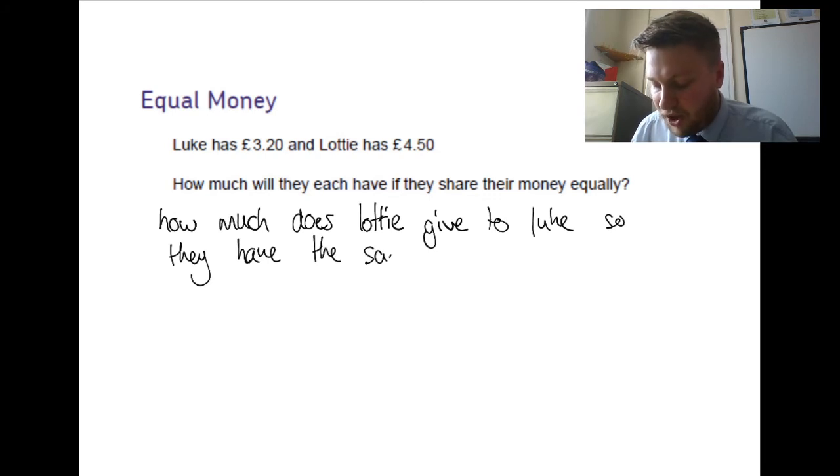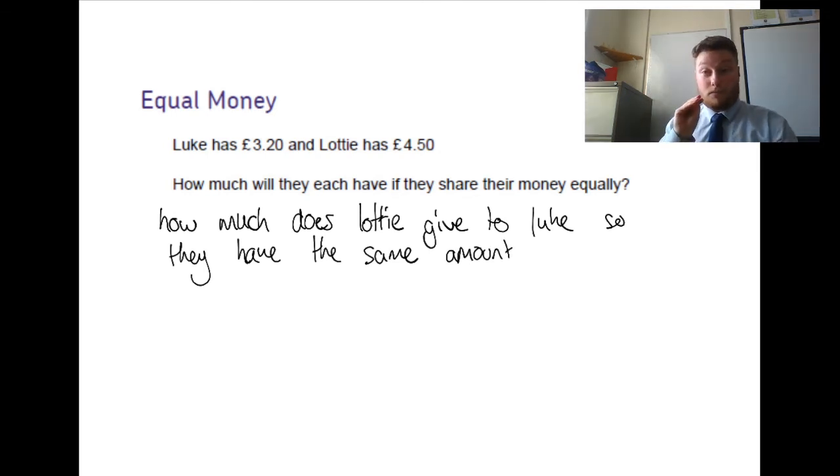I'm going to give you 5 minutes to try and work this out, and then we will go through the answer. Try the first one to start with, just how much would they share equally, and then think about the second part there for how much would Lottie have to give to Luke so they have the same amount. I'll give you 5 minutes. Have a go at that now.